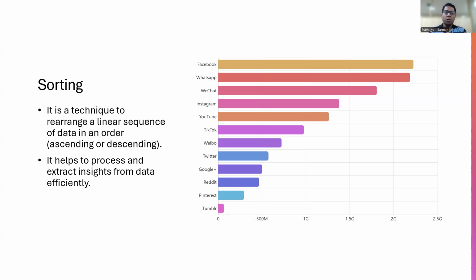Fine. So one example of sorting is shown here. Let's say we have some data regarding the user base for different social media platforms. So if we sort this data, we can easily identify which platforms are the market leaders, right?